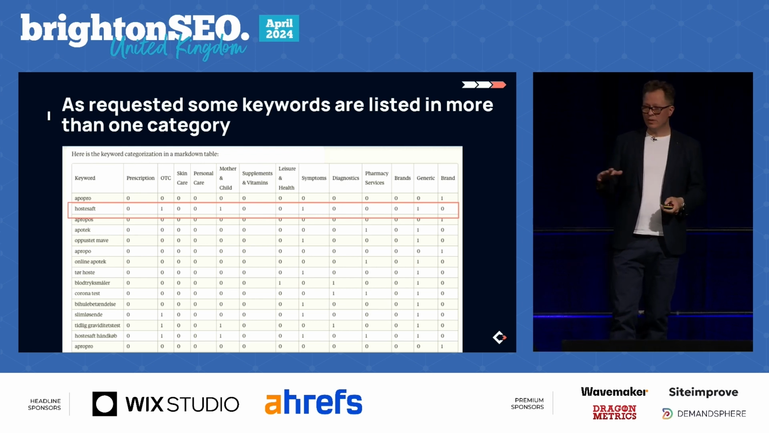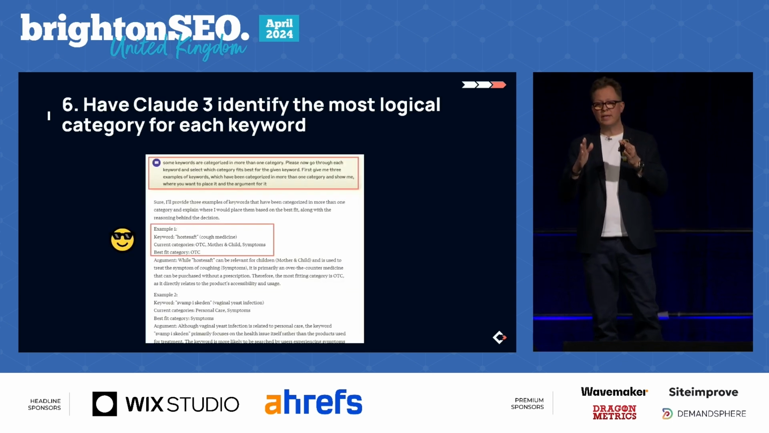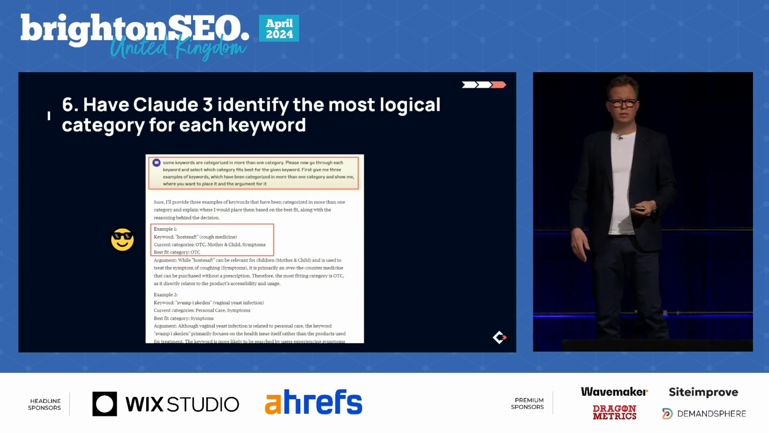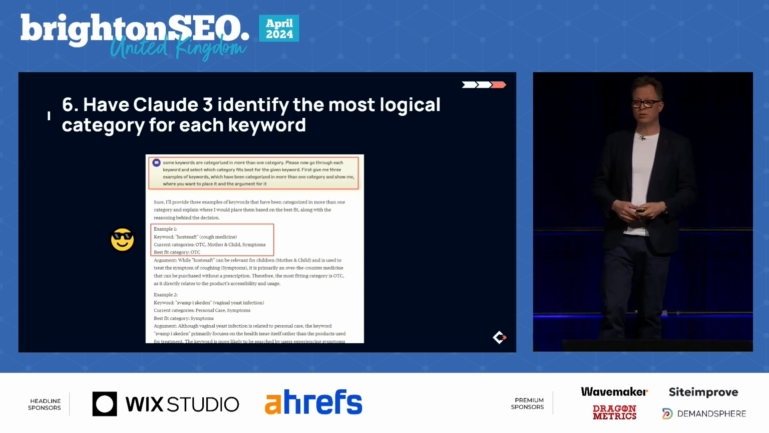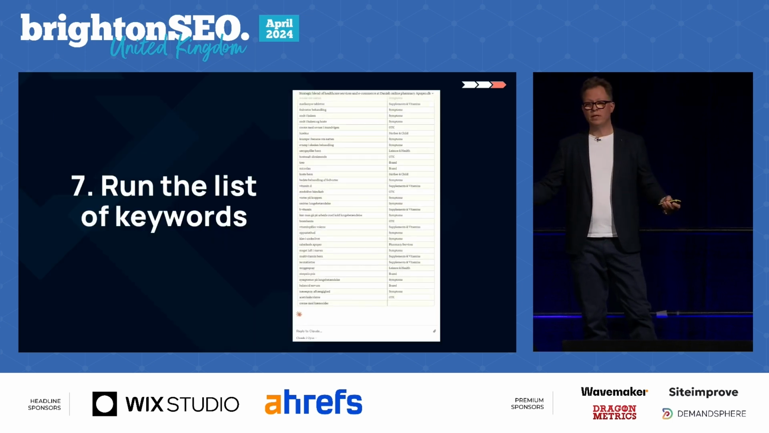So now I'm in a good place, but now I want Claude 3 to go in and identify the most fitting category for each keyword. Again, I run some different examples. I see my cough medicine. It chooses OTC, over the counter, as the best option. Again, I'm happy. And now I run the list of keywords.